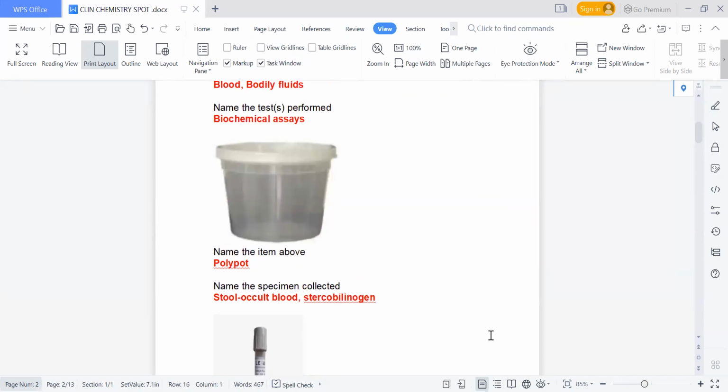This container here is a polypot. It collects stool that tests for occult blood or stercobilinogen.